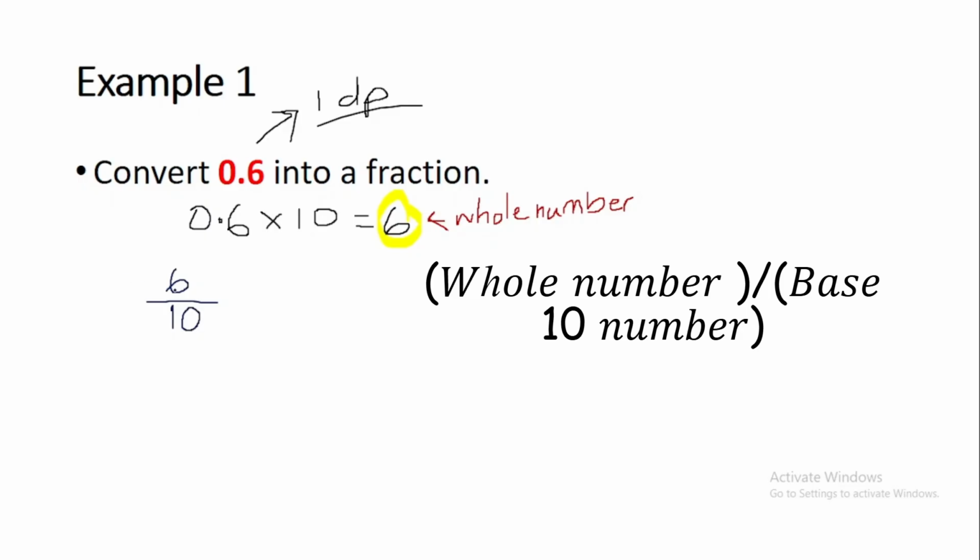So 6 over 10 is the same thing as 0.6. What it means is that this whole number right here, this 6, is being divided by 10. So if we divide it by 10, we get 0.6. And if we multiply 0.6 by 10, we'll get 6. So right here, we just have it in a fraction already.